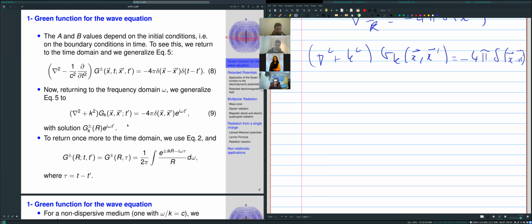So I don't expect you to be able to reproduce this by heart. I just want you to follow the reasoning, okay? And see that we can actually find a solution to these wave equations fairly easily, okay?